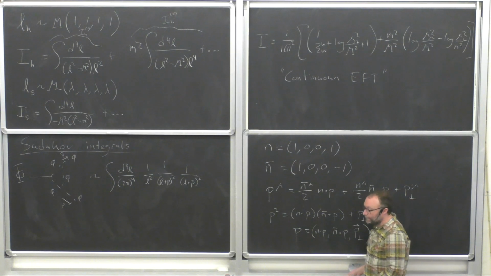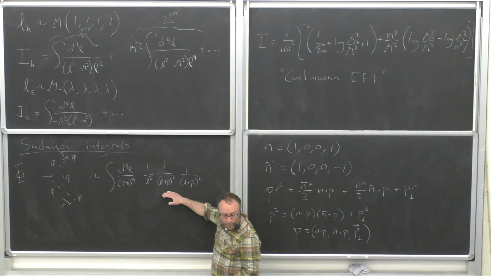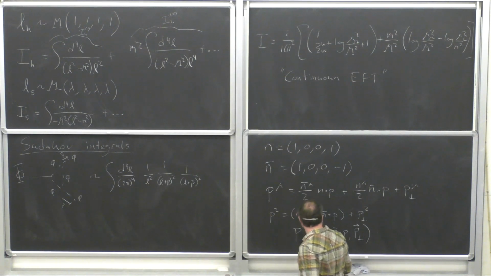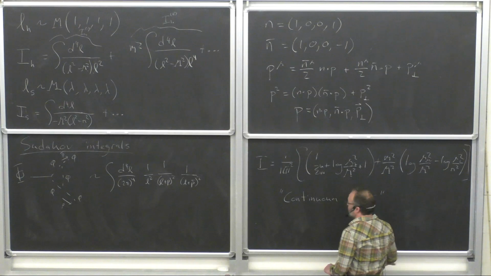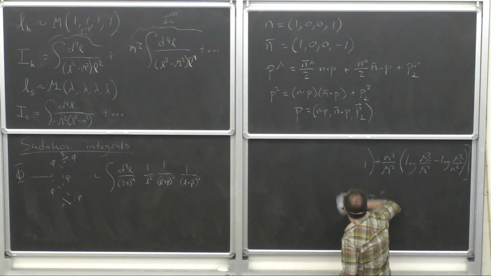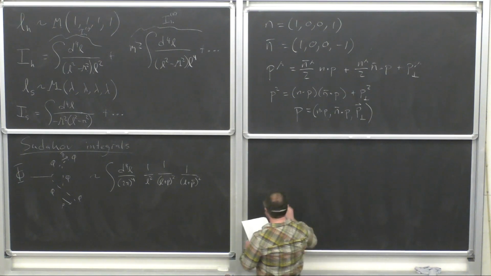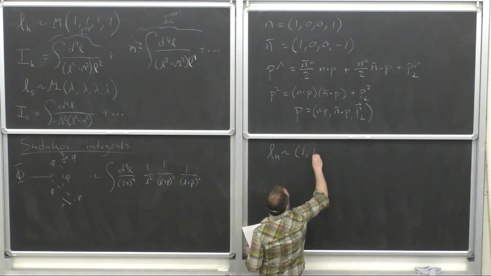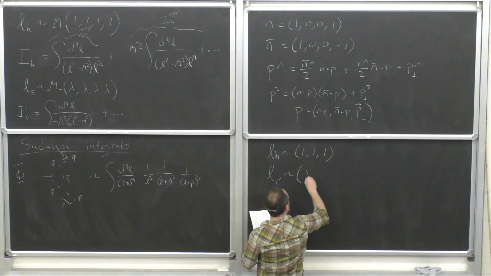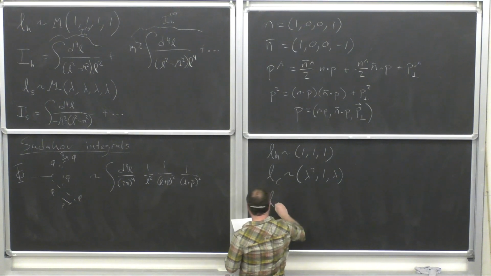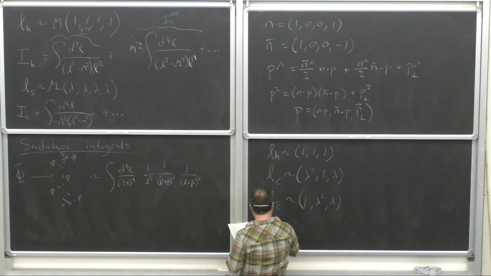So then we can do the following method of regions decomposition of this integral, okay? It turns out, and it's not at all trivial, that you can decompose this into the following regions. There's the hard region, the collinear region, the anticollinear region, and what's called the ultrasoft region.